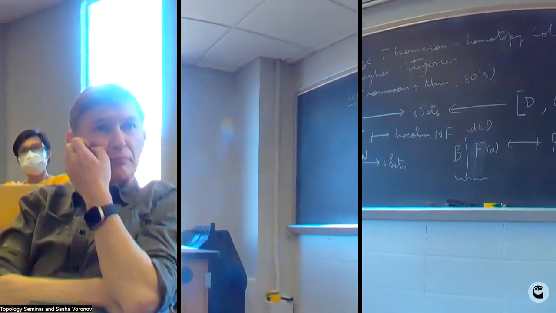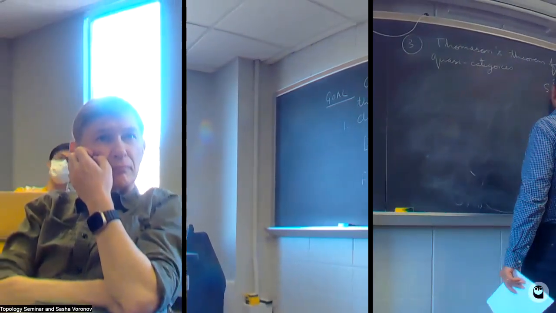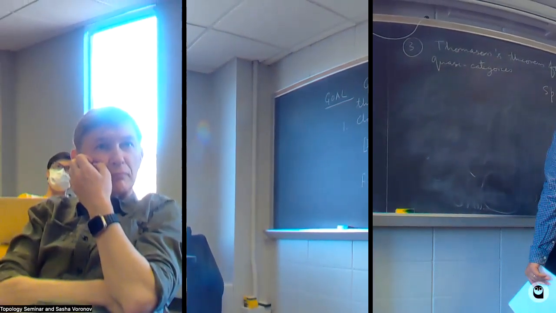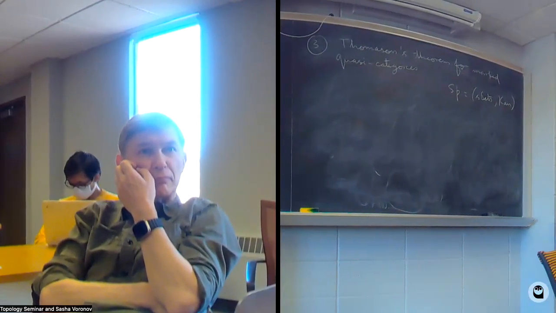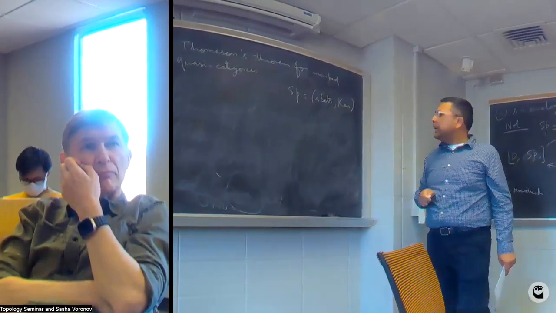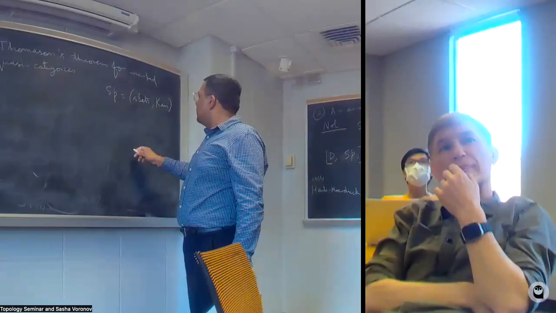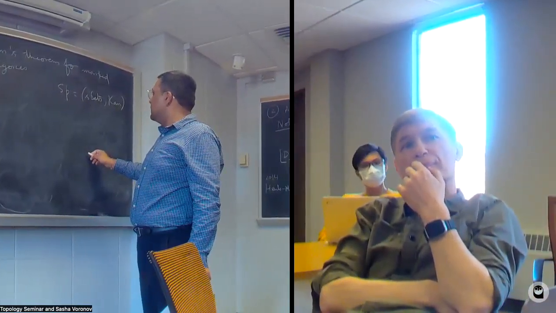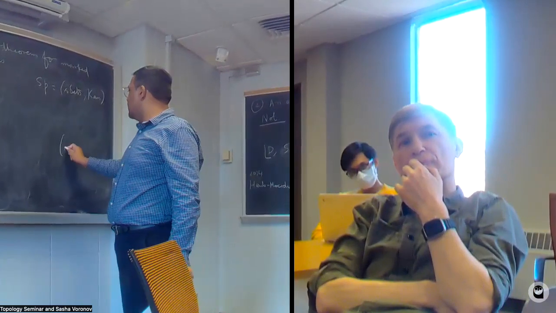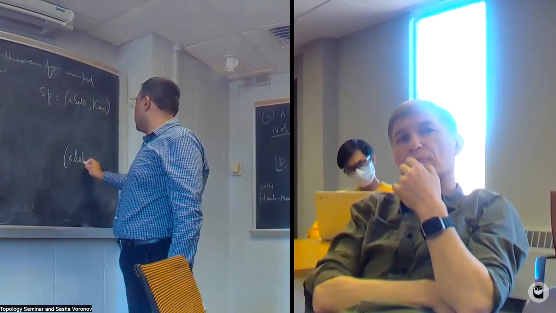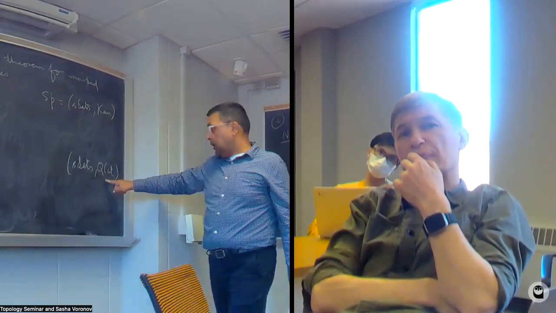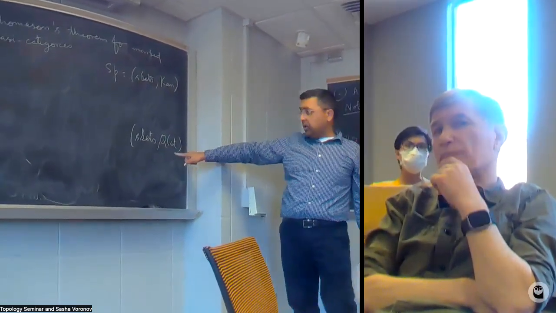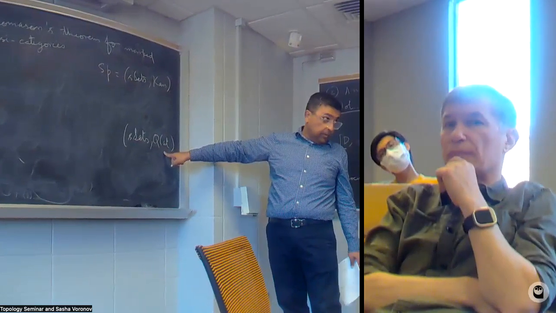Now, there is this model category of spaces, SP, spatial sets, with the Kan model category structure on it, and the fibrant objects here are Kan complexes. Then there is a model category of quasi-categories, which is also called the Joyal model category structure, on simplicial sets. The fibrant objects here are quasi-categories.